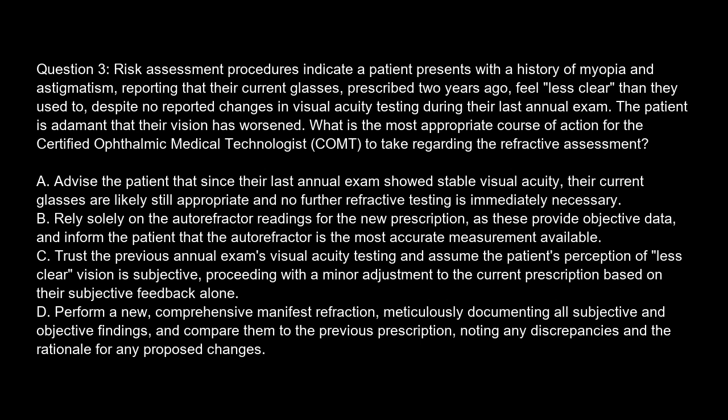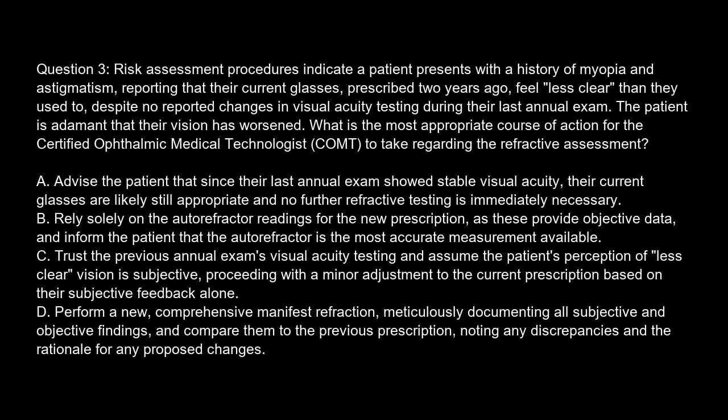Option A. Advise the patient that since their last annual exam showed stable visual acuity, their current glasses are likely still appropriate and no further refractive testing is immediately necessary. Option B. Rely solely on the autorefractor readings for the new prescription, as these provide objective data, and inform the patient that the autorefractor is the most accurate measurement available. Option C. Trust the previous annual exam's visual acuity testing and assume the patient's perception of less clear vision is subjective, proceeding with a minor adjustment to the current prescription based on their subjective feedback alone.